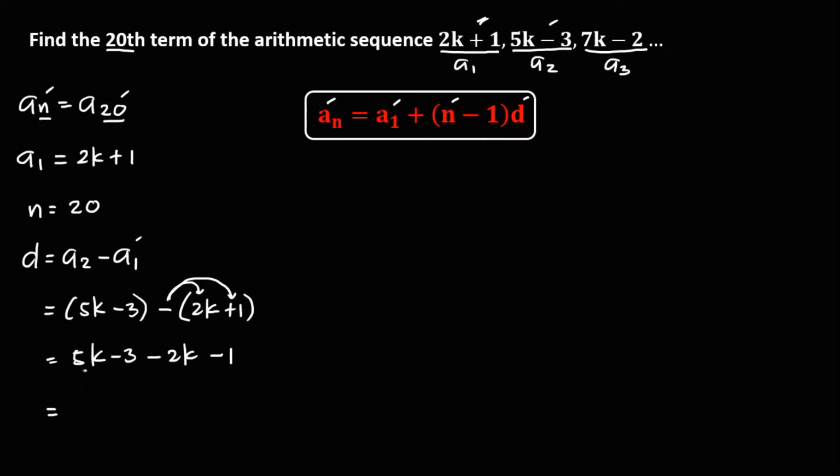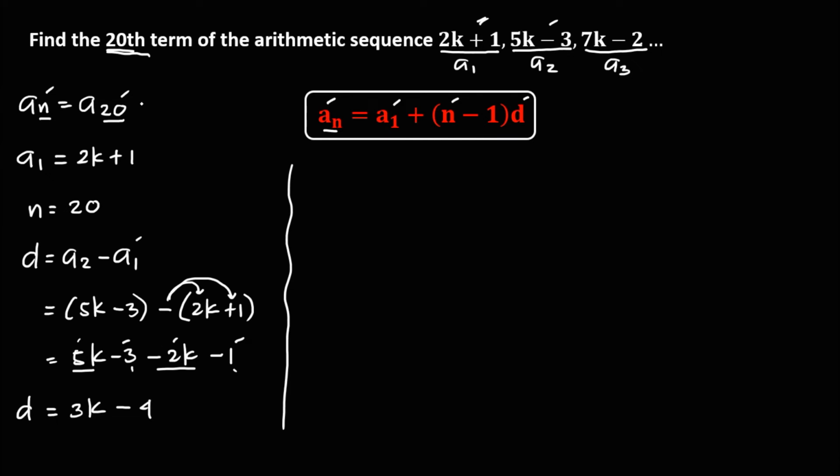Then combine like terms, so 5k minus 2k, 5 minus 2, that's 3, so we have 3k. Then this negative 3 and negative 1, since they have the same sign, just copy the sign and add these numbers. So 3 plus 1, that's 4. So d is equal to 3k minus 4. Then substitute now these values to solve for the 28th term.